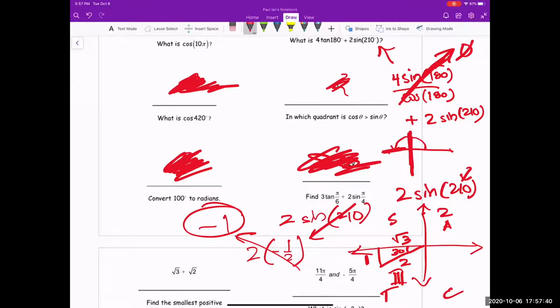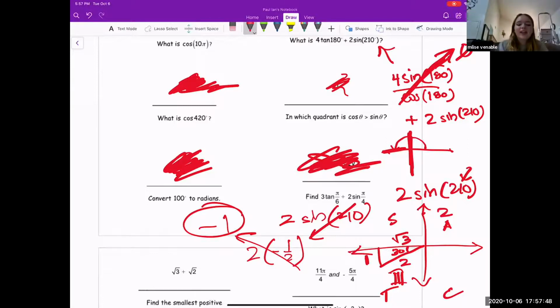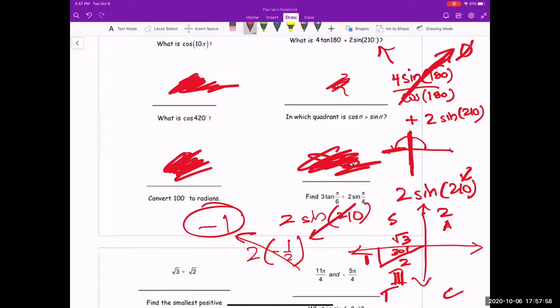What did you get? Yeah, it would be -1. Well, tell me how you got that. Okay, so the sine of 210 would be -1/2, and then you would just times it by 2, which would cancel out the 2 at the bottom. And the sine of 210, was this just memorization? You just knew it? Okay. Yeah.